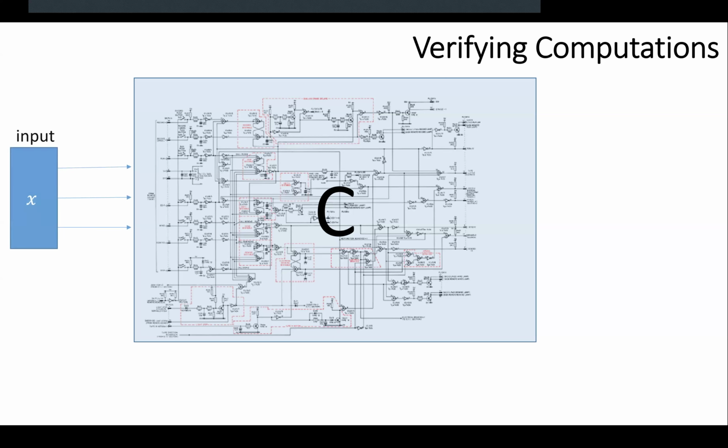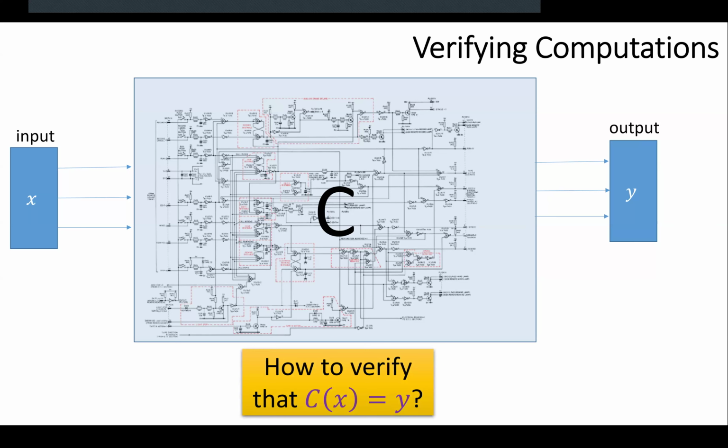A computation has an input, X, and it has an output, Y. X is fed into the circuit, stuff happens, very complicated, and Y is output. How do we know that Y is the actual output? Or maybe it's just some garbage. In other words, how do you verify that the computation on X is indeed giving you Y?